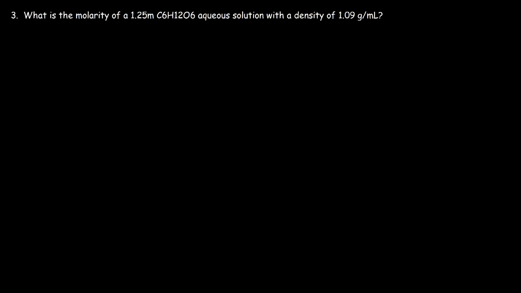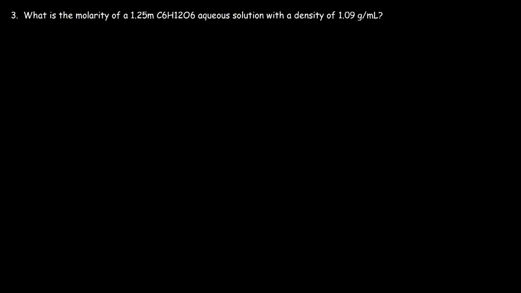Number 3. What is the molarity of a 1.25 molal glucose aqueous solution with a density of 1.09 grams per milliliter? Now granted, this could be fructose, but it has the same chemical formula as glucose. So how can we find the molarity given the molality and the density of the solution? So what do you think we need to do? How can we do this?